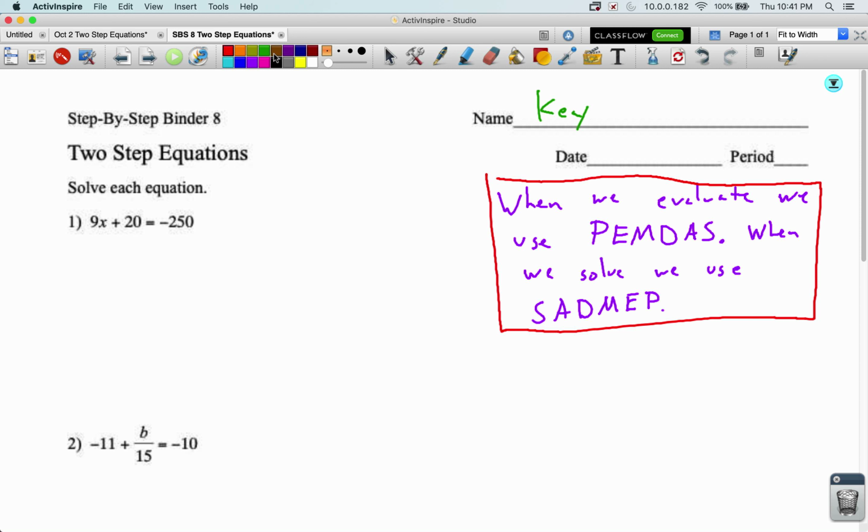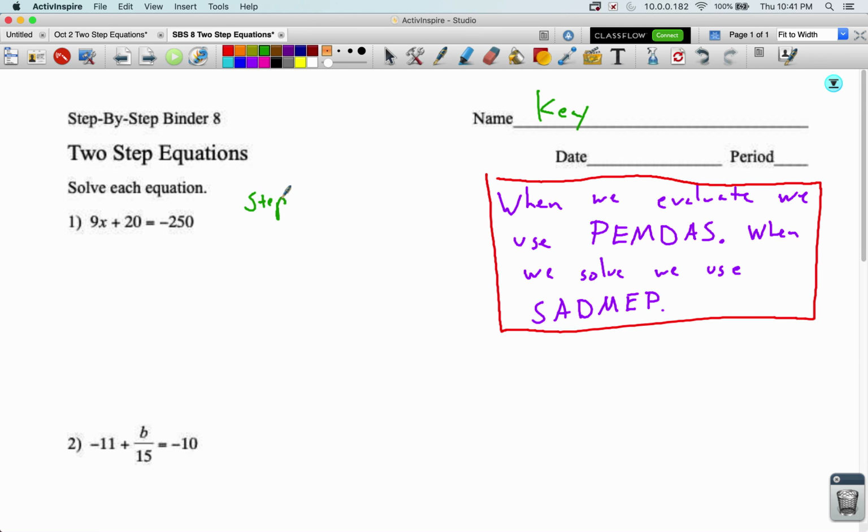If we just look at problem number 1, what's happening to the variable? It's being multiplied by 9 and then it's being added by 20. When we have to undo this, we're going to get rid of the 20 first, then get rid of the 9. Okay, let's start writing our steps down.